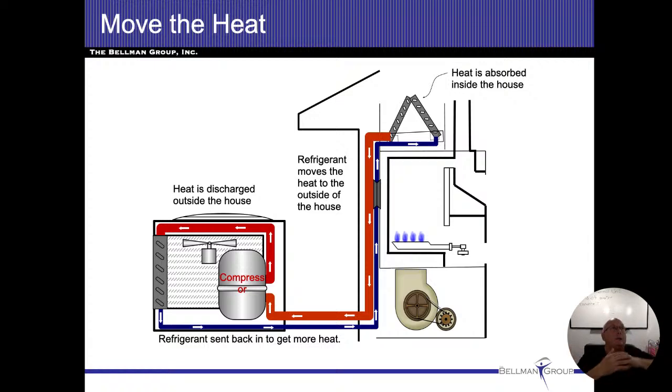We'll start at the compressor. You can see that on the lower half side. So inside we have our furnace, our air handler. You can see our air conditioning coil on top.